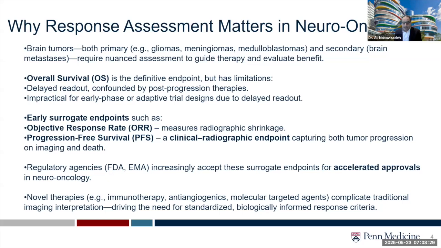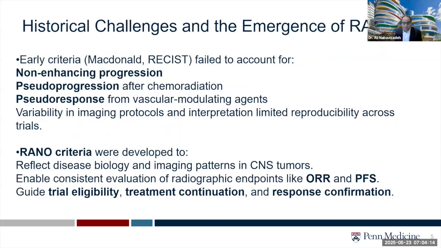That's why we need early surrogate endpoints, such as objective response rate, which measures the tumor shrinkage after treatment, and also progression-free survival, which is a clinical radiographic endpoint that captures tumor progression on imaging. More and more regulatory agencies, both in the US and Europe, are accepting these surrogate endpoints for accelerated approvals. To complicate that, novel therapies such as immunotherapies, anti-angiogenic therapies and molecular targeted therapies frequently complicate traditional imaging interpretation. So we need more and more advanced response criteria in neuro-oncology.